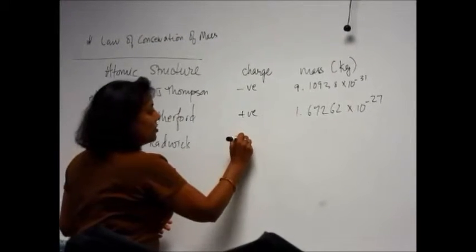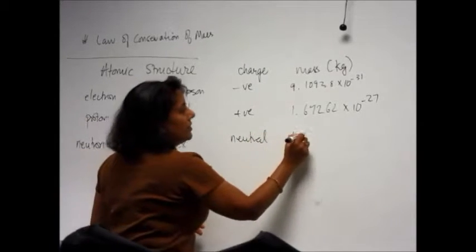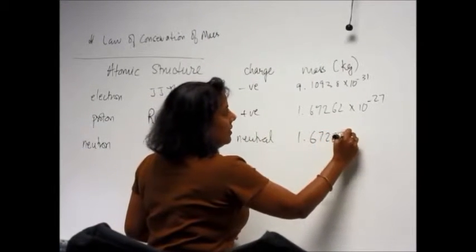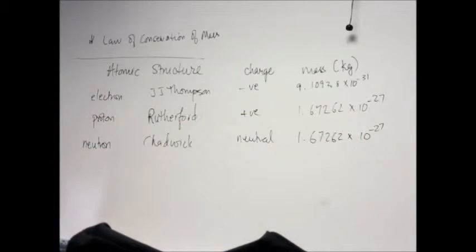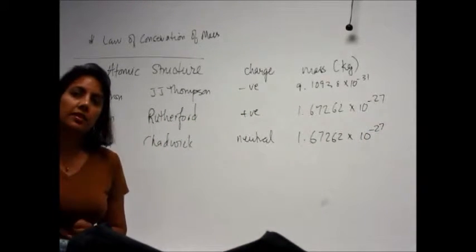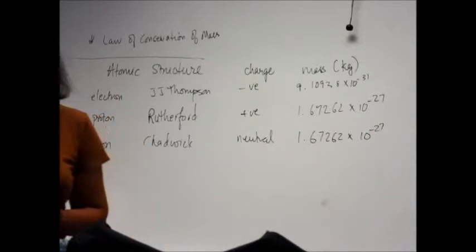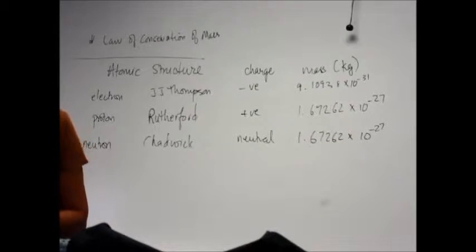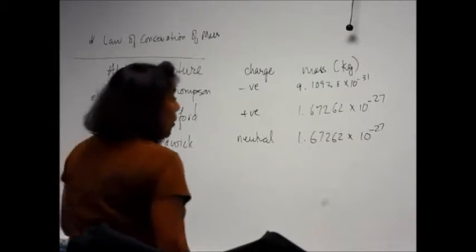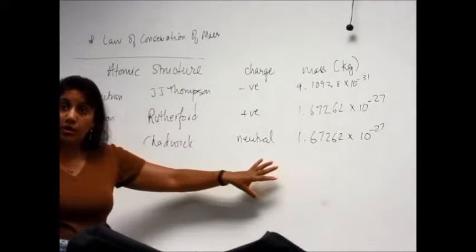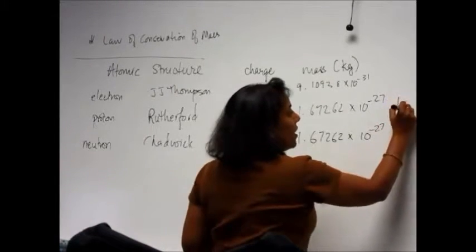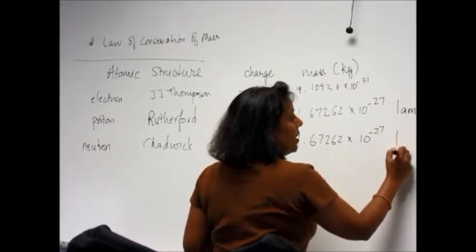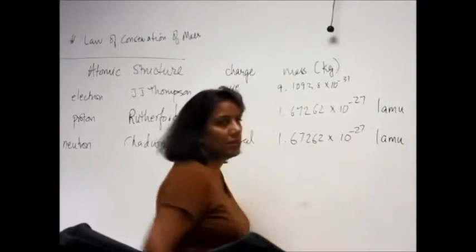The charge is neutral, and the mass is the same as the mass of a proton. That weight is equivalent to 1 atomic mass unit. That is where I'm going now. So instead of trying to remember all of these numbers, for us, we just call this 1 atomic mass unit.